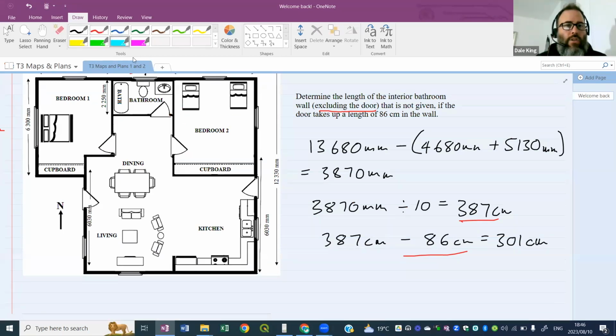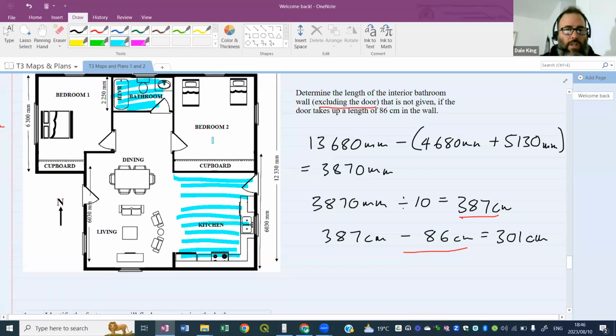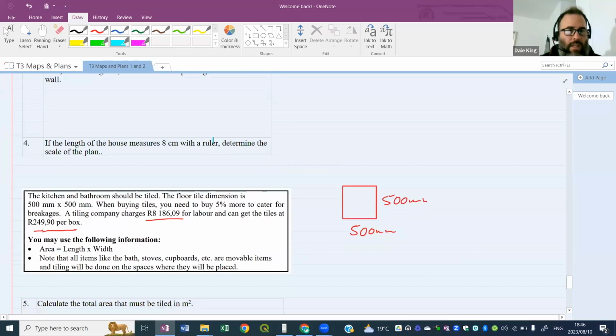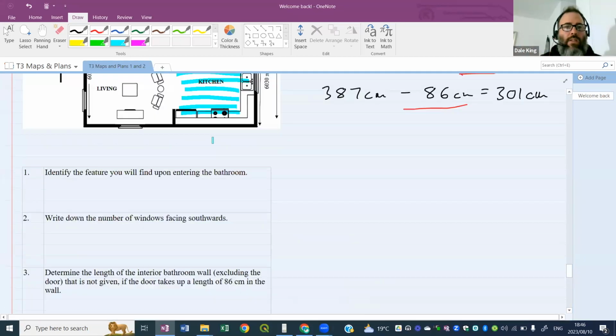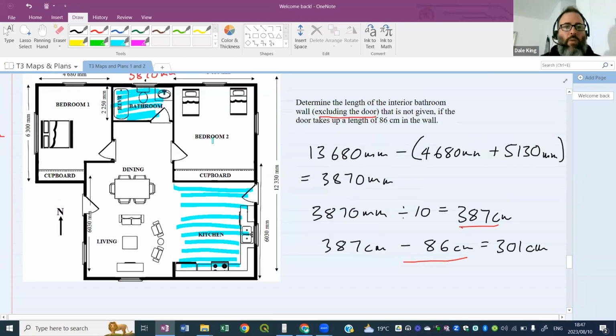All right. So we're doing this area and this area here. But those areas are full of appliances. You see that? We've got stoves and cupboards and baths and sinks and toilets. The question says here, all items like the bath, stove, cupboards, etc., are movable, and tiling will be done on the spaces where they will be placed. So in other words, you're tiling all the floor area underneath those things, as if they weren't there.